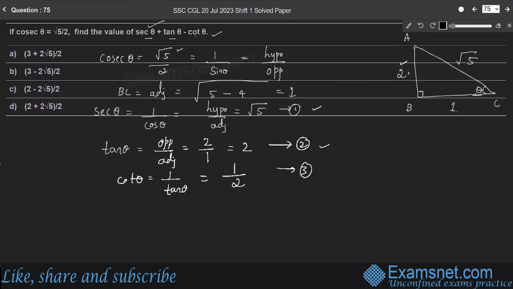So the expression becomes secant theta plus tan theta minus cot theta. Here I'll write secant theta is root 5, plus tan theta is 2, minus cot theta is 1 by 2. Here we'll take 2 as the LCM. So 2 root 5 plus 2 into 2 becomes 4, minus 1. So the answer is 2 root 5 plus 3 whole divided by 2. So look at the options: 2 root 5 plus 3 whole divided by 2. Option A is the right answer.